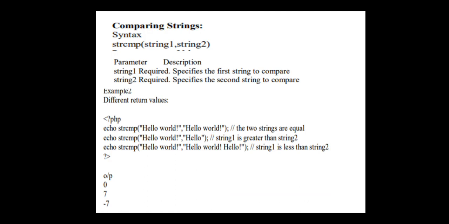Then echo strcmp, hello, hello world. So string 1 is less than string 2, and the count is -7.